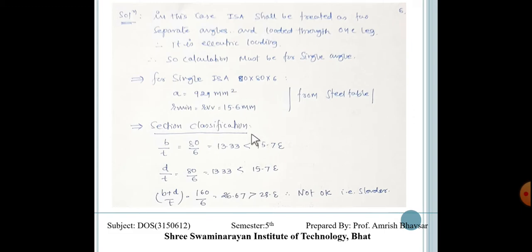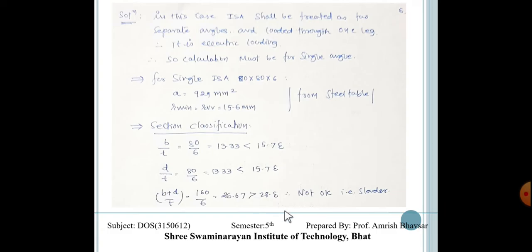Now, for the effective area, we have to classify our section. b upon t is equal to 80 upon 6, which is 13.33, which is less than 15.7. d upon t, that is 13.33, is less than 15.7. b plus d upon t, it is 160 upon 6, it is 26.69. It is not less than 25.